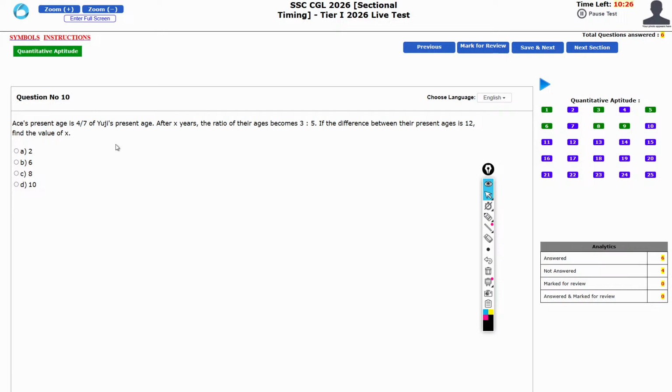I'm quite slow. A says present age of A equals 4/7 of B. After X years, their ages' ratio becomes 3 to 5. If the difference between their present ages is 12, find the value of X.